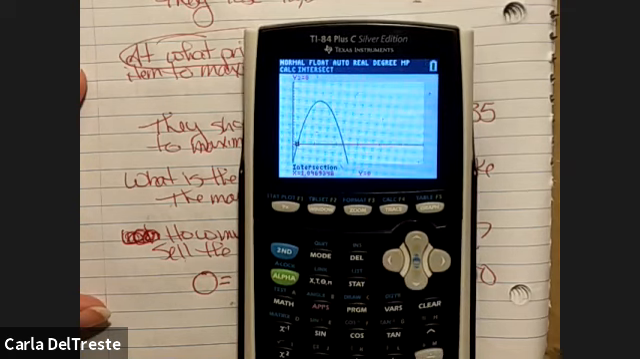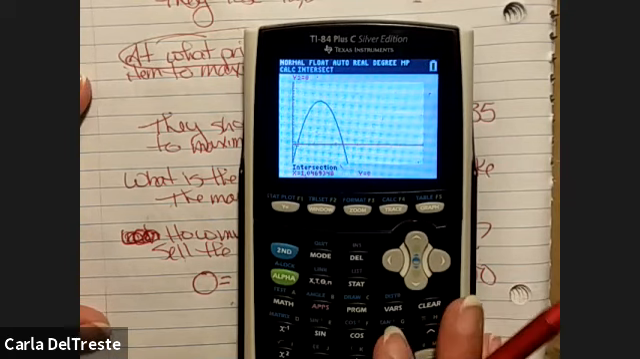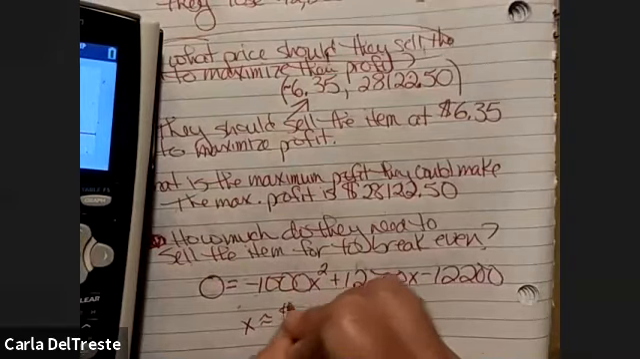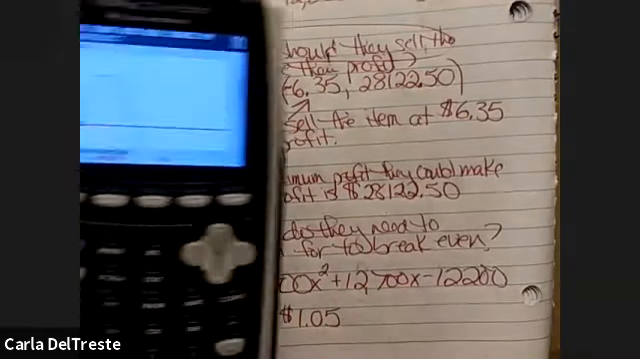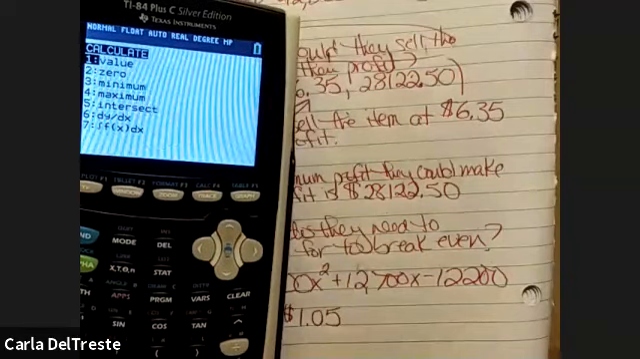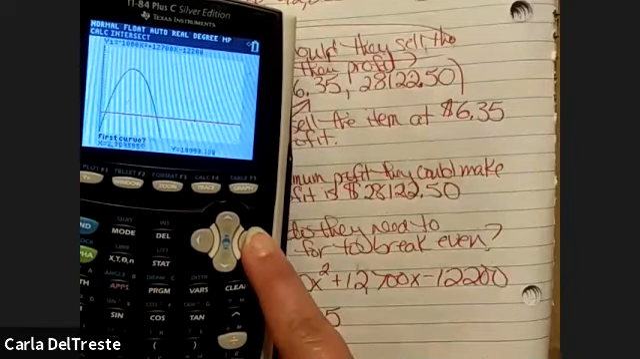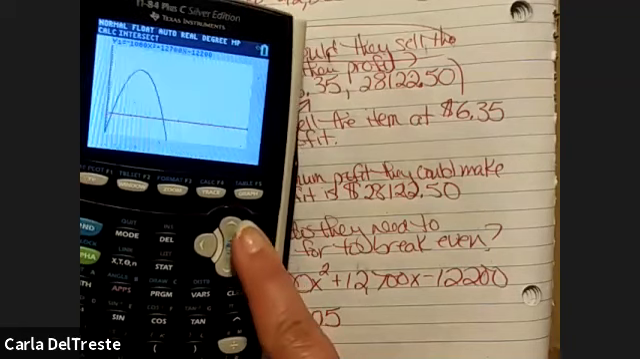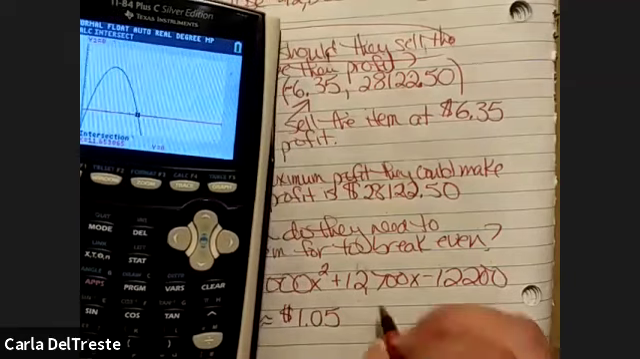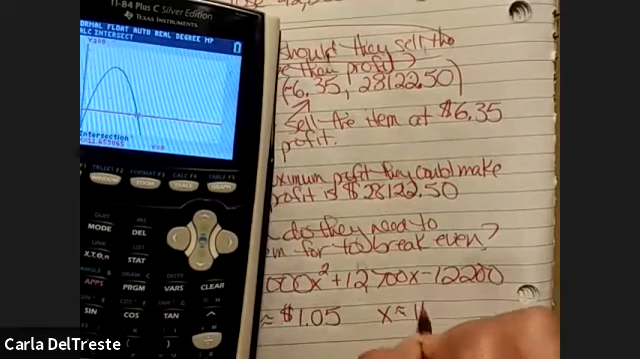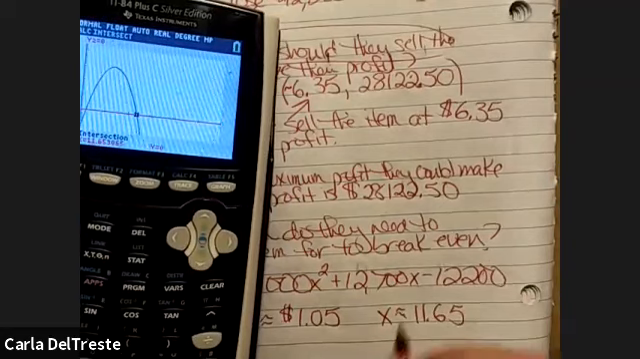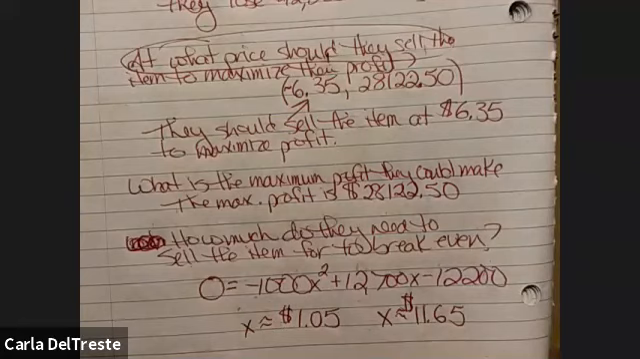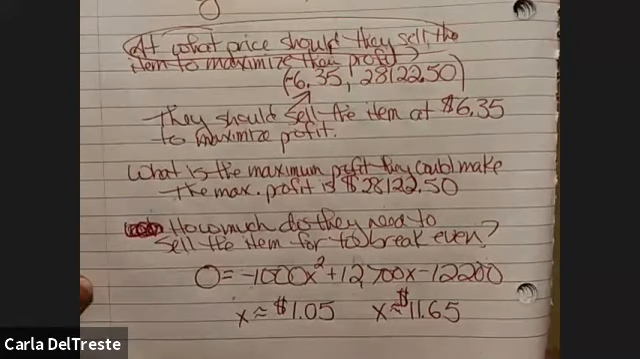hit enter 3 times. They could sell it for $1.05. So X could be approximately 1.05. And do it again. Bring it over to the other side. Enter 3 times. Or X could be approximately $11.65. And again, write those in complete sentences. I won't do that just for the sake of time for this video.